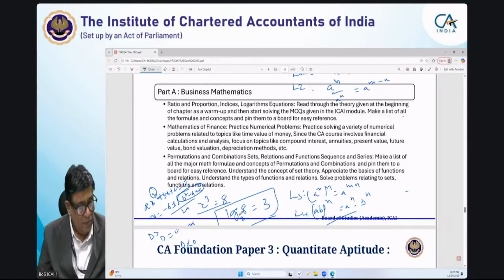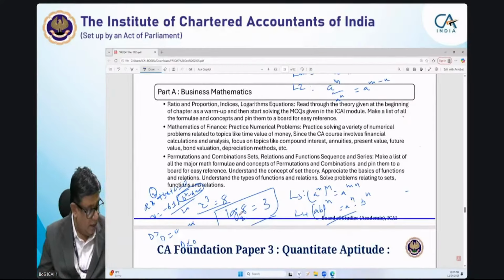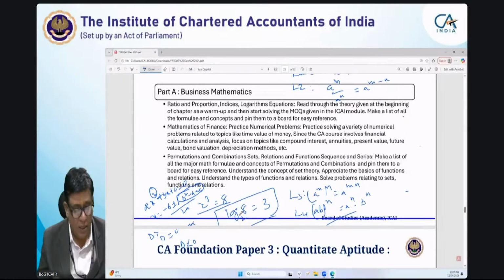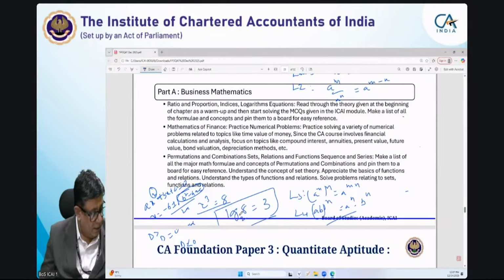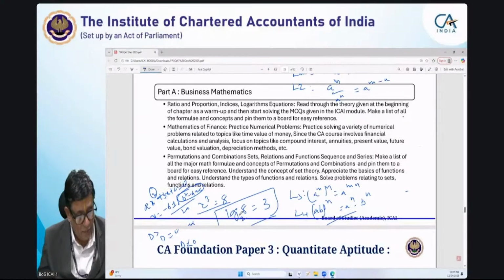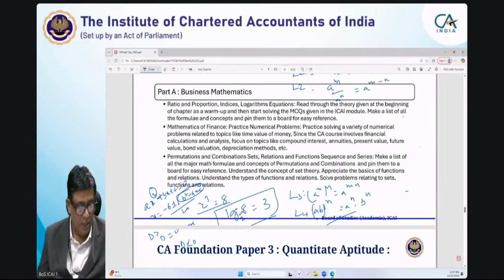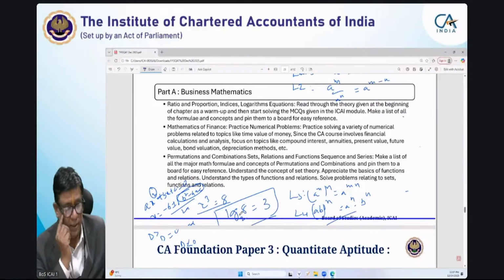Once you understand what a sequence means, an ordered collection of objects is called a sequence, and this collection of objects put in a roster can be a finite or infinite sequence, countable or uncountable. Then move to the series. The sum of the elements of the sequence is called the series.